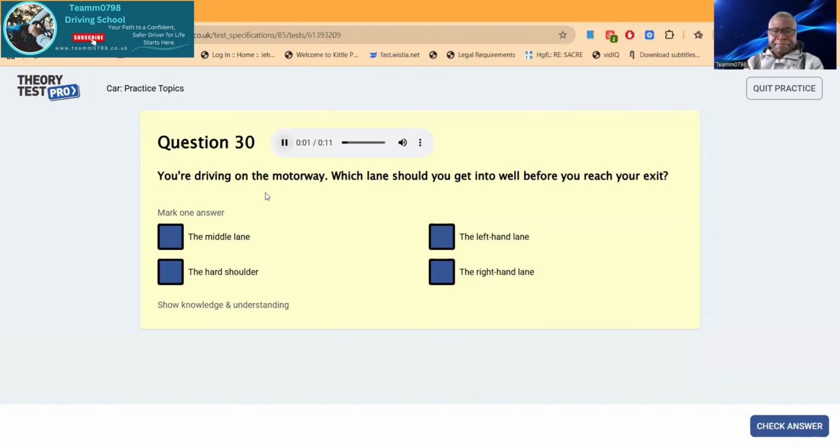You're driving on the motorway. Which lane should you get into well before you reach your exit? The middle lane, the left-hand lane, the hard shoulder, the right-hand lane. Your exit will be on your left, so you should always be in the left lane well before. Okay, the left-hand lane is the correct answer.